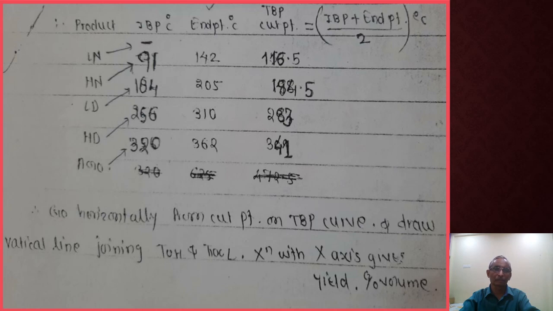Then on this particular vertical line, locate this temperature. That is the end point. End point is 142 for light naphtha. Okay. So this way you are going to draw these cut points. It is mentioned in the next slide.